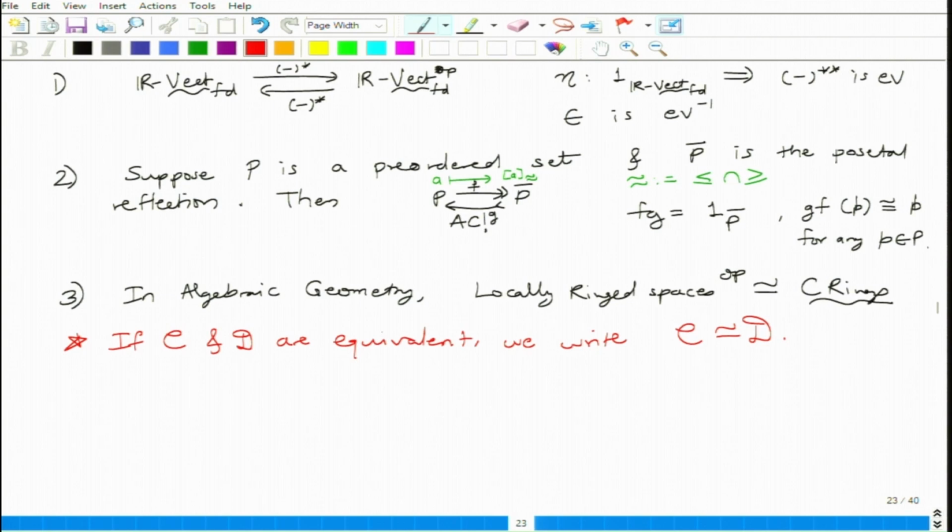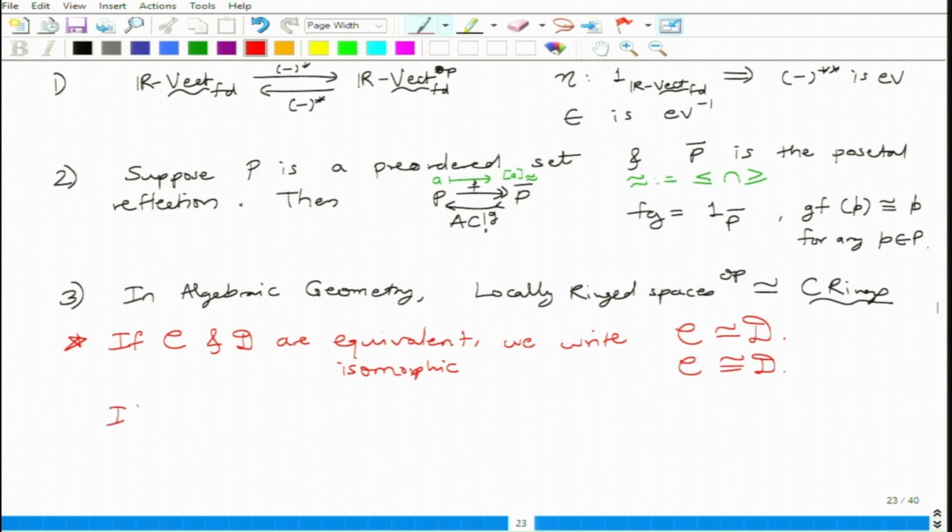Isomorphism is different. Isomorphic means up to equality. Then we write C isomorphic to D. Then eta and epsilon in this case are equalities, which is an evil notion, but sometimes it will happen.